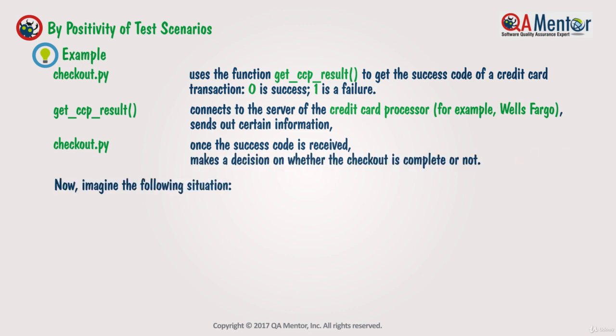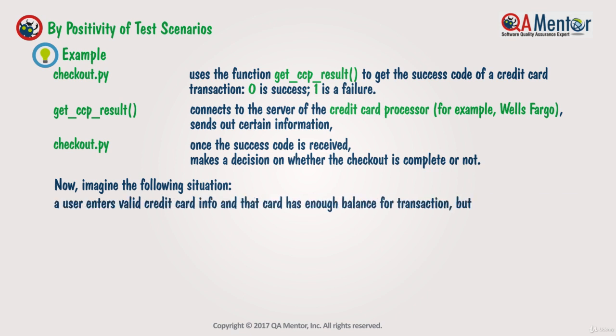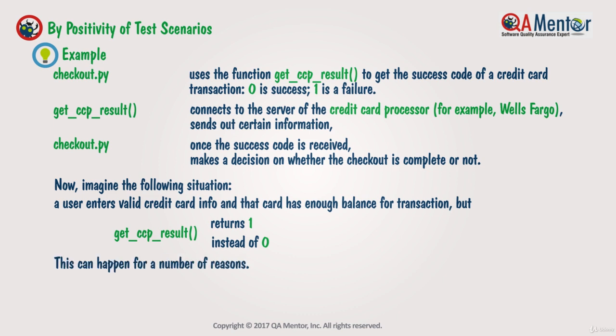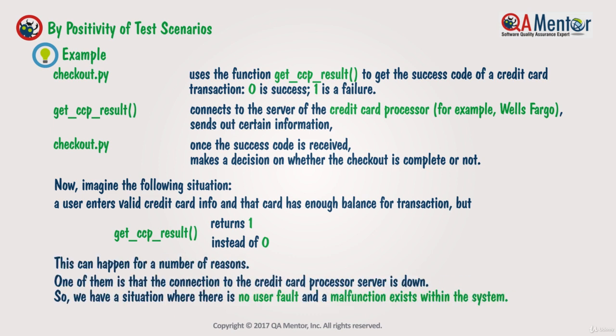Now imagine the following situation. A user enters valid credit card info and that card has enough balance for the transaction, but getCCPResult returns 1 instead of 0. This can happen for a number of reasons. One of them is that the connection to the credit card processor server is down, so we have a situation where there is no user fault and a malfunction exists within the system.